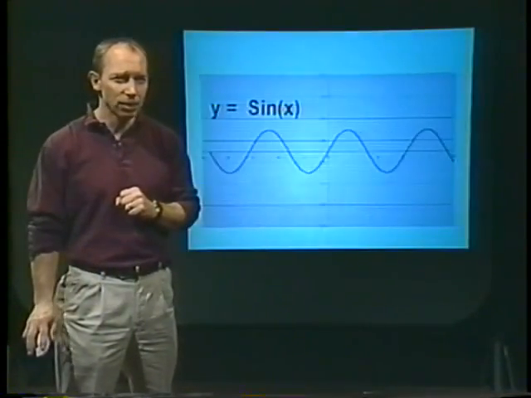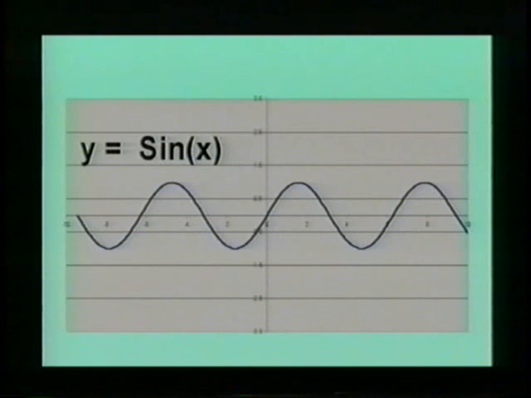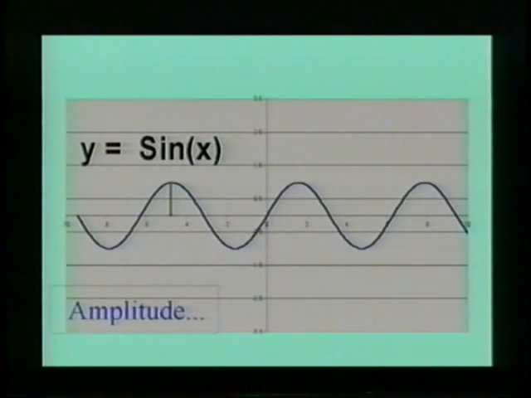We take this graph. It goes up, I hope you can see, about as high as 1. That's how high it is. You see that distance there? That's the amplitude. That's what I mean. That distance there. Now, it also goes down. The amplitude is 1 in this case.